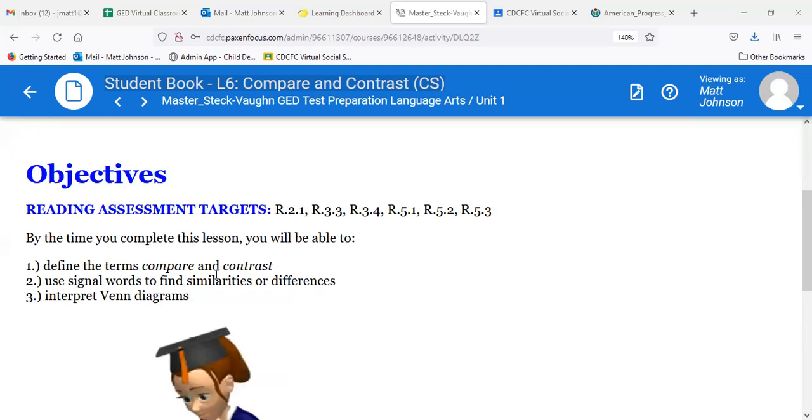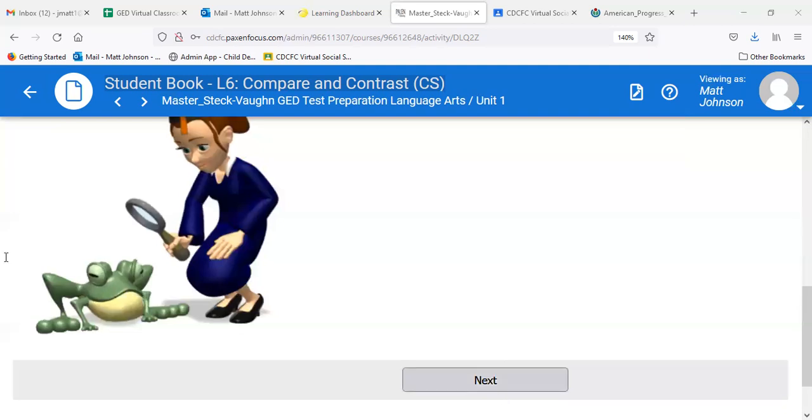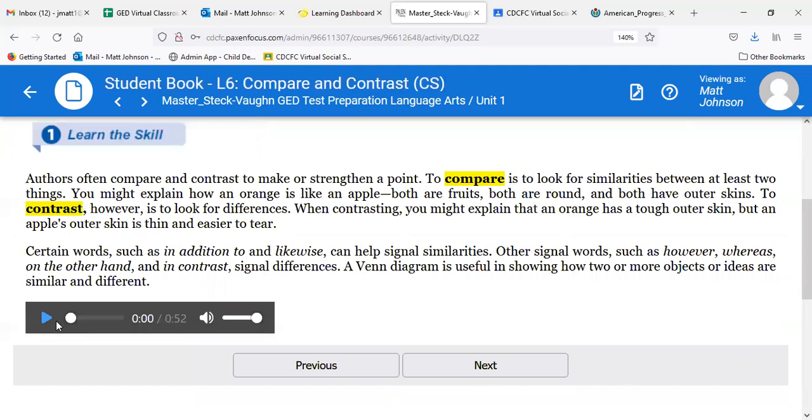All right, so anyway, that's the idea for the lesson today. We're going to define terms, compare and contrast. We'll look at these signal words to find similarities or differences, and then we'll interpret a Venn diagram. All right, and I'm sure we got some audio here. I'll start our audio.